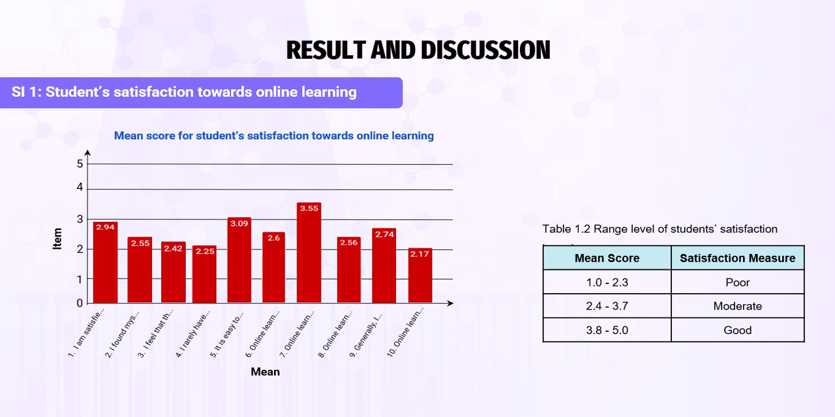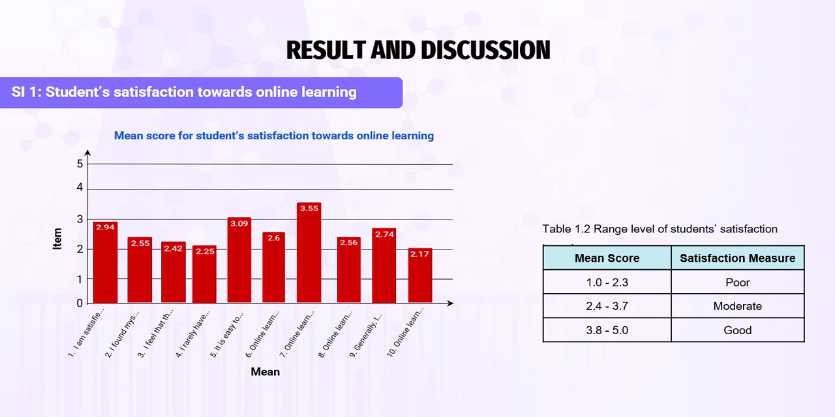For the seventh item, the mean score is 3.55, which is moderate, and this is due to the large number of students who agreed that online learning gives them more time to explore learning sources. The mean score for item 8 is 2.56, which is moderate. It is because many students felt that online learning does not make learning more enjoyable.